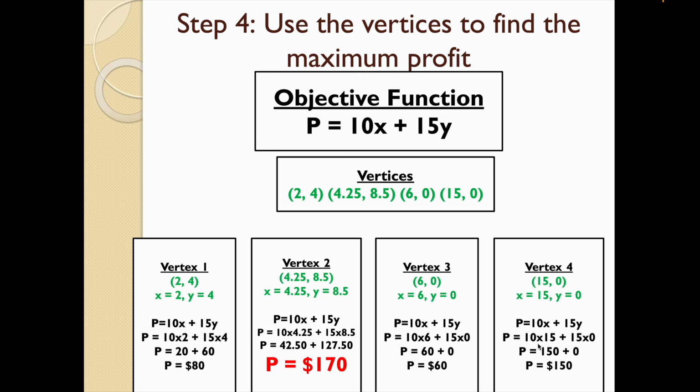And then the last one, which is our answer. x is 4.25 and y is 8.5. We put that in the equation. 10 times 4.25 gives us 42.5. 15 times 8.5 gives us 127.5, which gives us 170 when we add them together. So our answer is 170.